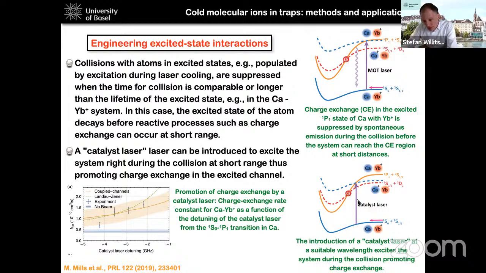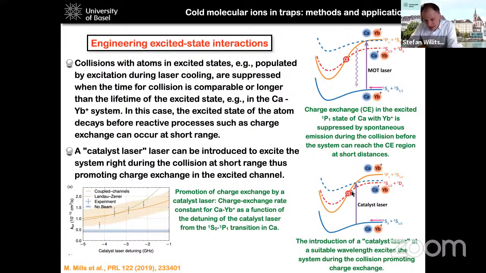But what one can do is insert another laser beam that excites the system just before the two particles come close to this region, thereby populating this excited state. They come close again to this non-adiabatic coupling region at which this charge exchange can happen. And then from this curve, which is populated in the experiment, this orange curve, charge exchange can happen again.